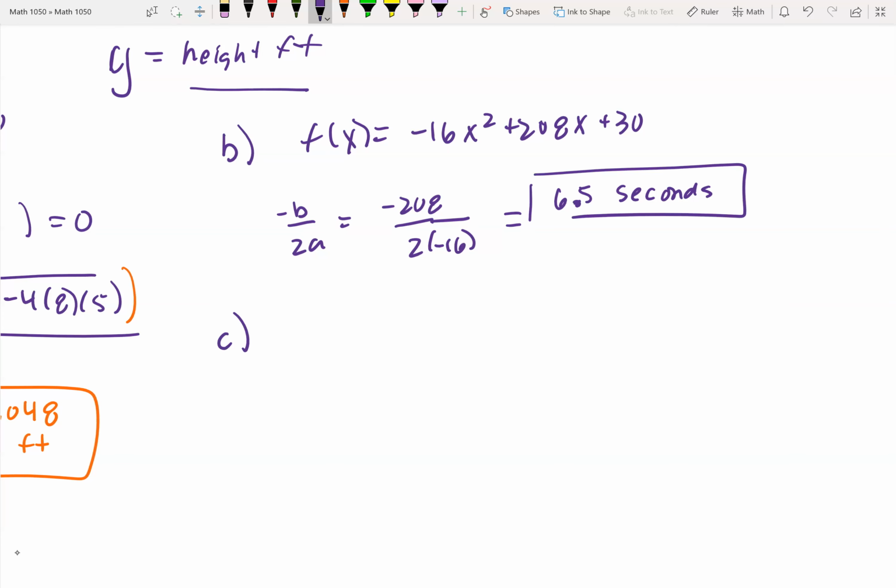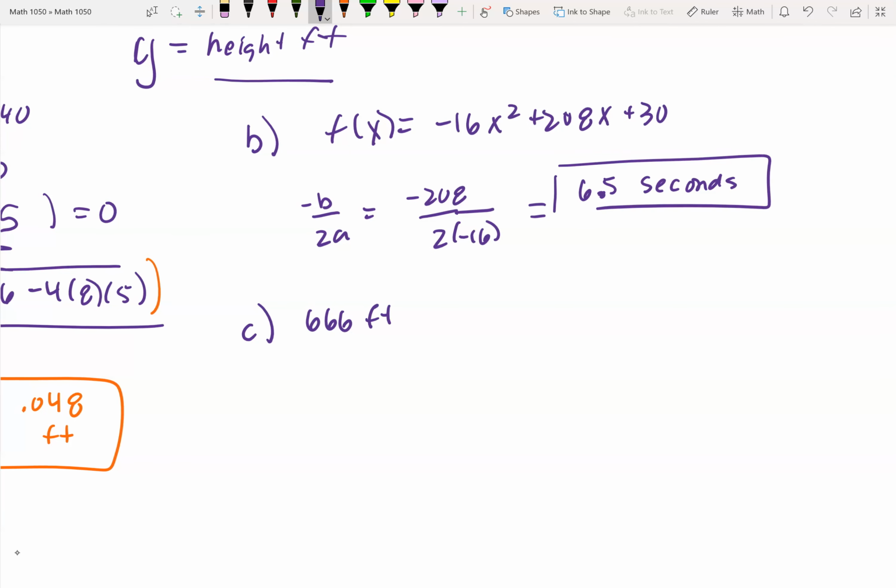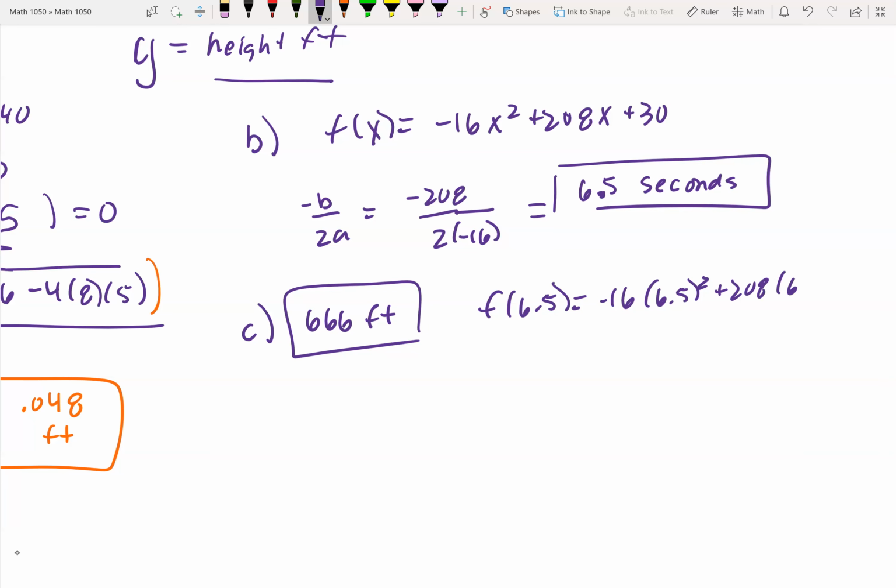Part C, what is the maximum height? So I'm going to store that in, and then I'm going to go, I think I put it in there. Yeah, I just went up until I found my equation, hit enter, 666, and this is feet. And that's it. And you do have to show work. So you'll have to go f of 6.5, -16 times 6.5 squared, plus 208 times 6.5 plus 30, and then equals your answer.